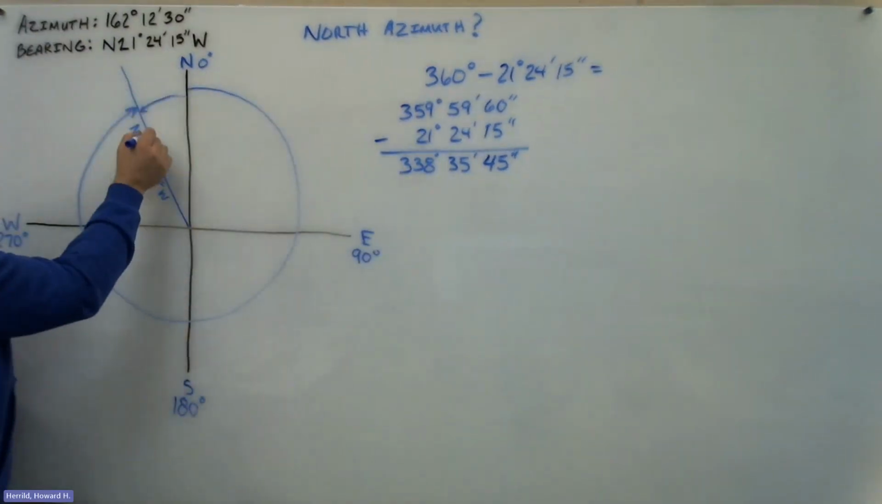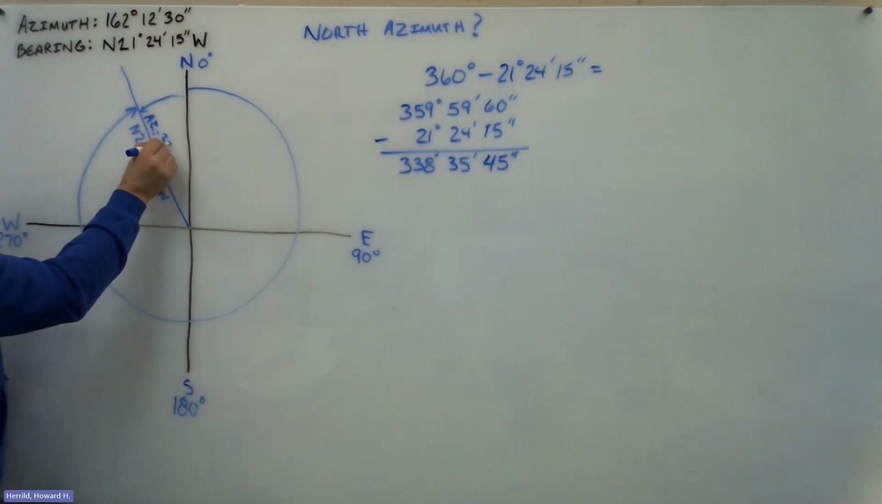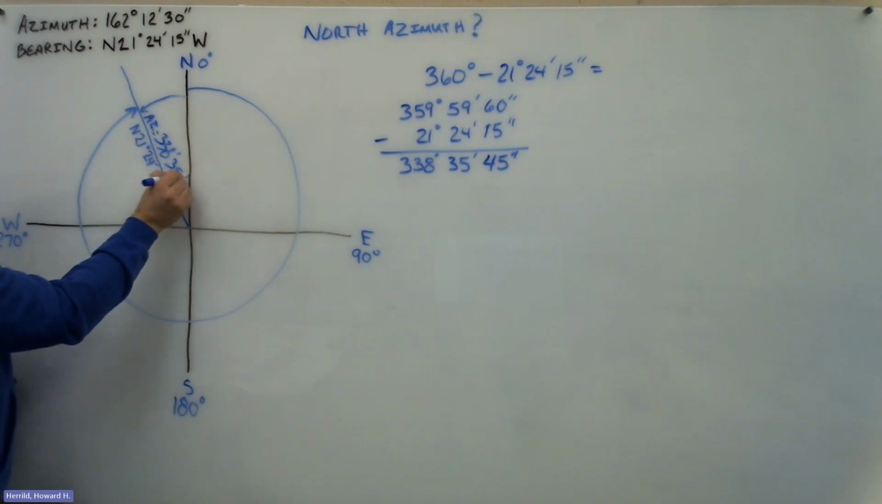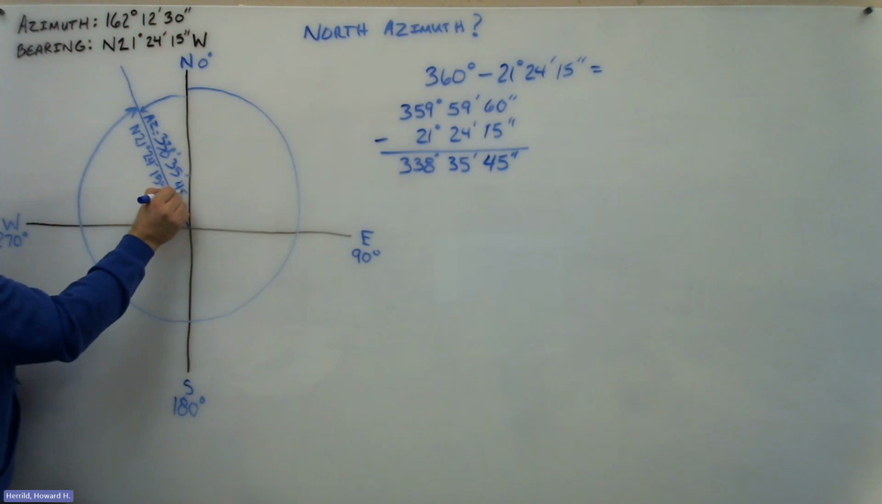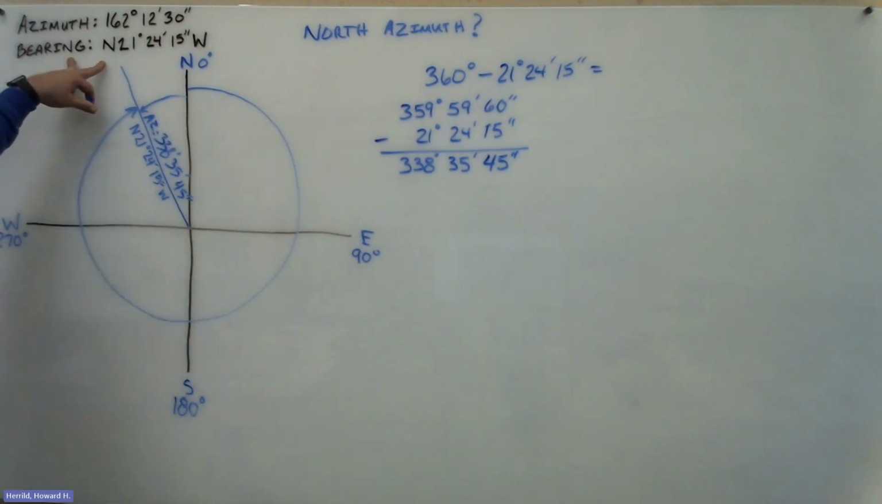So this line is also known as 338, 35, 45. Okay? So that is finding the north azimuth of this bearing.